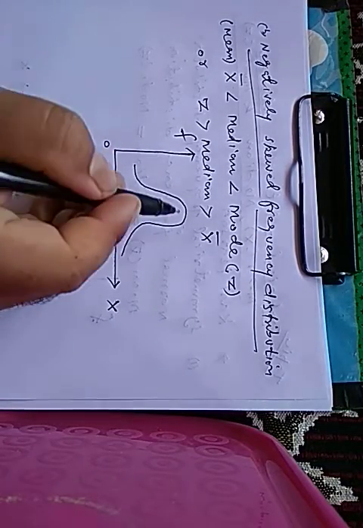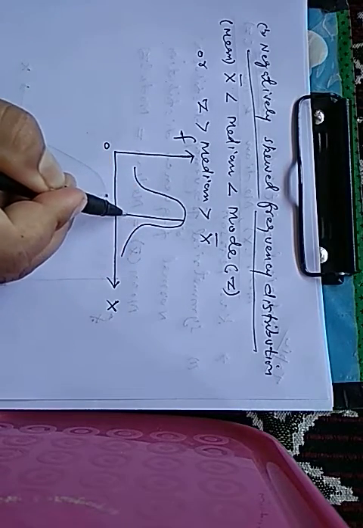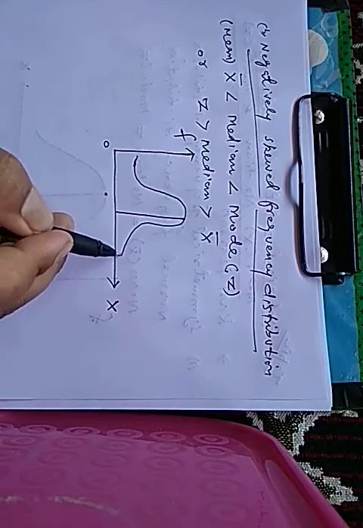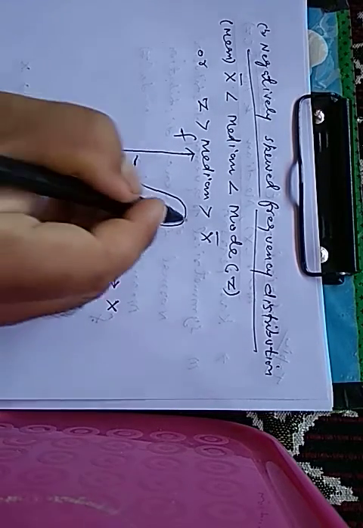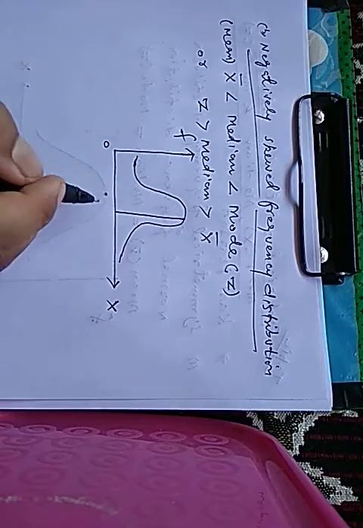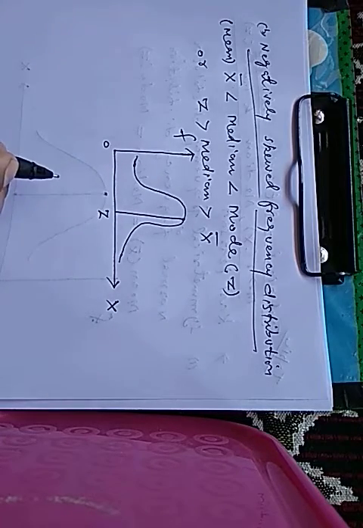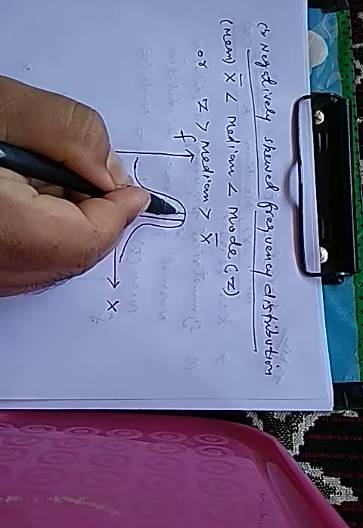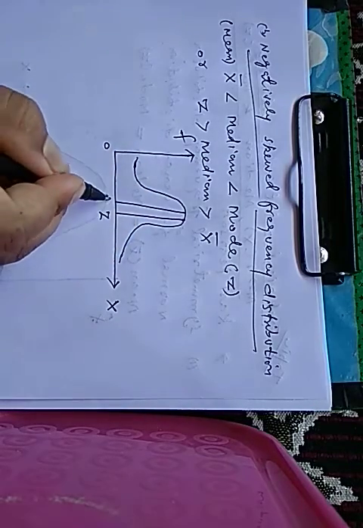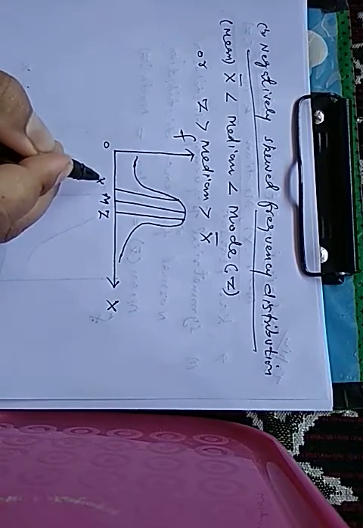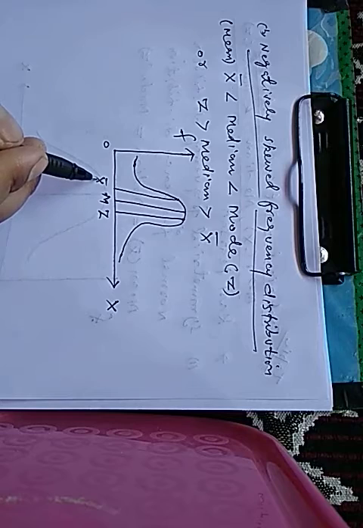This will be the shape of the frequency curve. This will be the highest frequency, the highest point on the frequency curve, showing the value of mode. This will be the median, M median, and this will be the value of arithmetic mean.